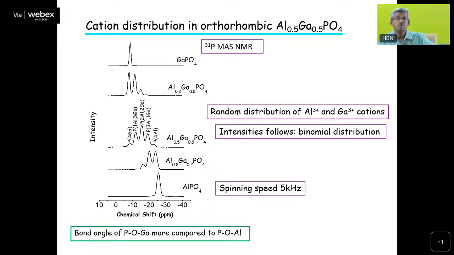For example, if you have a compound with 50 gallium, 50 aluminium, you can take the average of the aluminium phosphate thermal expansion coefficient and the gallium phosphate thermal expansion coefficient. So you will get a value which is close to that of aluminium 0.5, gallium 0.5 PO4. But if there is non-random mixing, there can be preferential segregation. Aluminium segregates, gallium segregates. In such cases, it is not possible to say the cation distribution, and one cannot predict the properties, thermal expansion coefficient, micro hardness, band gap values, etc.